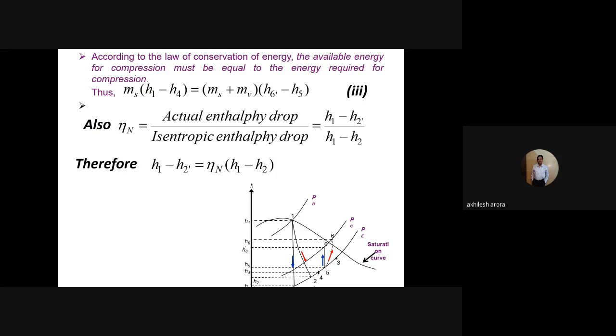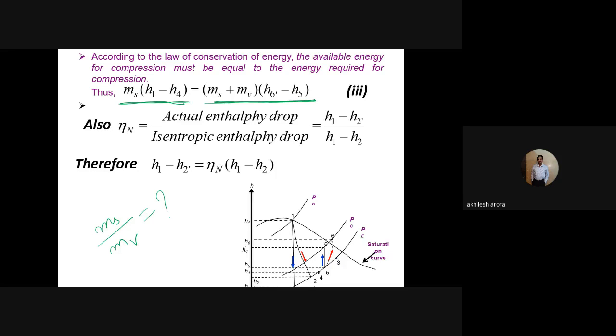Now, according to the law of conservation of energy, the available energy for compression must be equal to the energy required for compression. Okay, so this is the energy of the motive steam which is available to us, and this is the energy which is required for compression process. Okay, and now further we have to utilize the nozzle efficiency, entrainment efficiency, and the compression efficiency and modify this equation. And what exactly we want to calculate is the value of mass of the motive steam required per unit mass of the vapor which is generated in the evaporator.